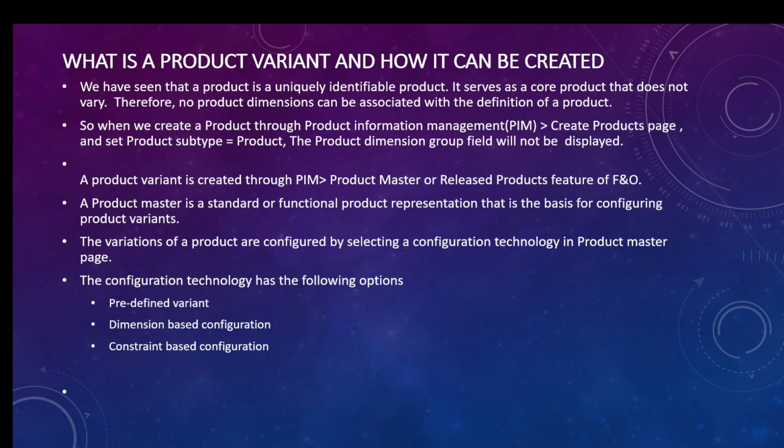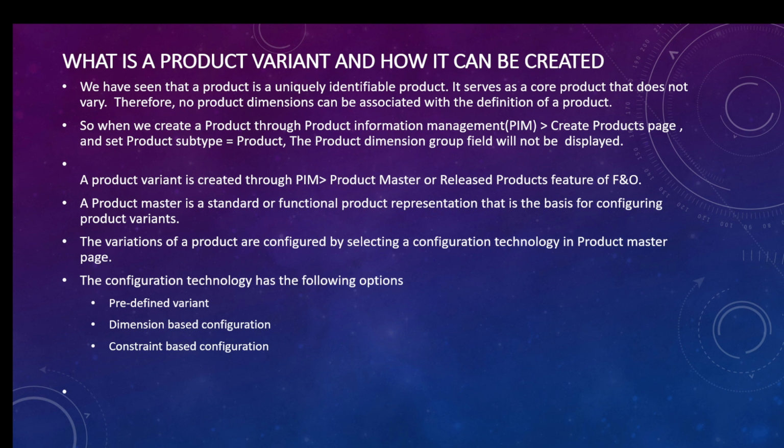Now, the next point is, what is a product master? It is a standard or functional representation of a product, which is a basis for configuring different variants to that. What is a variant? The variants could be of different types. The variants of a product can be differentiated in F&O by selecting a parameter called configuration technology.